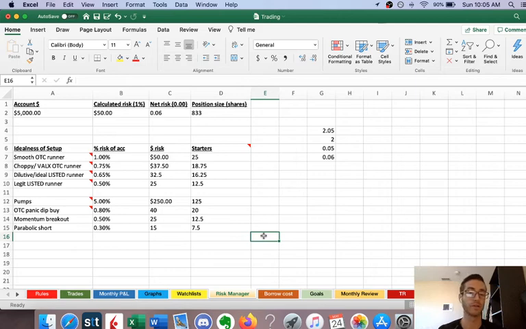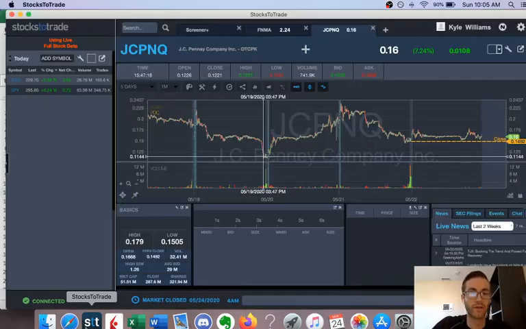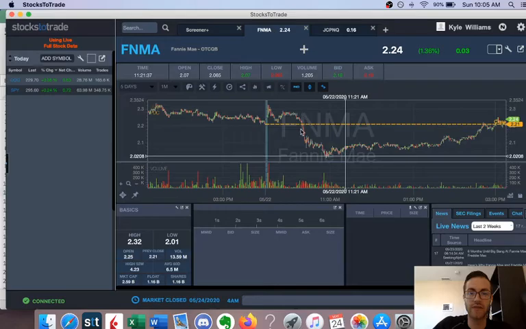I know traders who risk 2%. So it's all about finding what works best for you, but then also being able to numerically calculate that out in a spreadsheet like this, because that's how I do it. So we're going to go over some trades that I went through and how I'm using this risk management system on trades. So the first example I want to go over is FNMA.